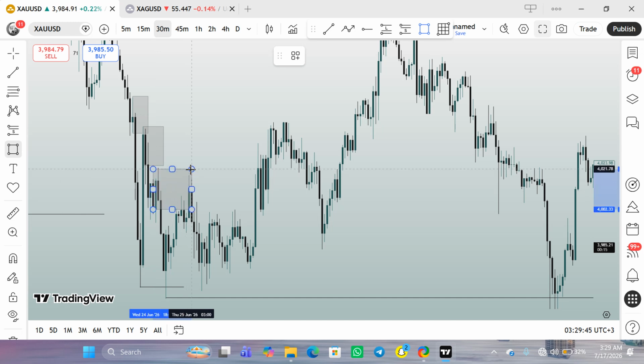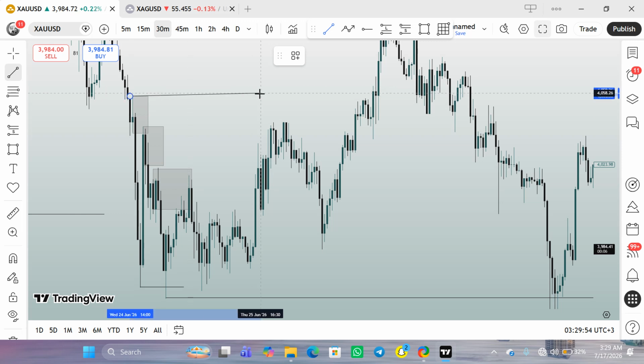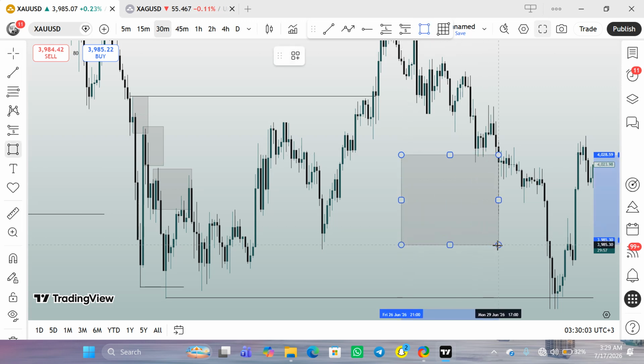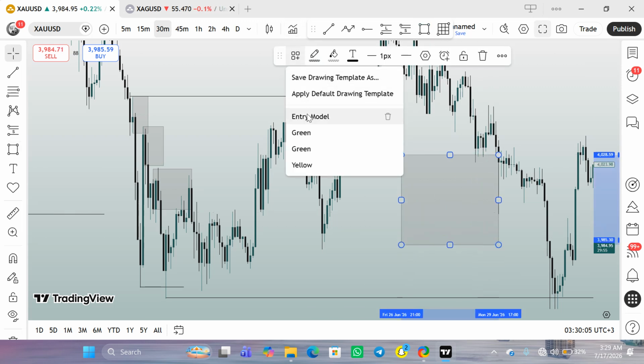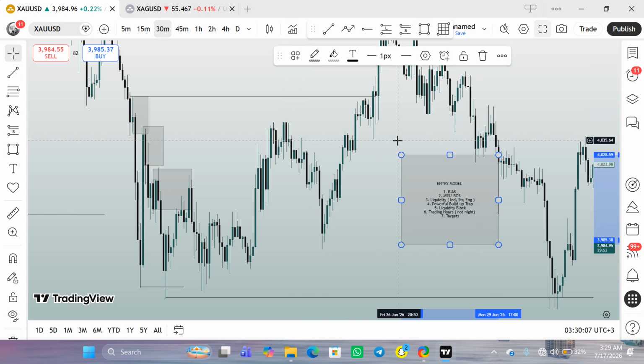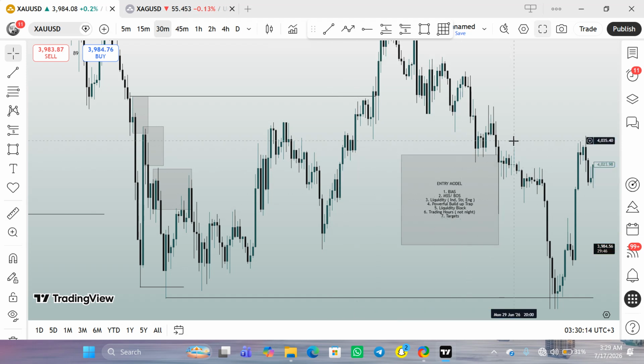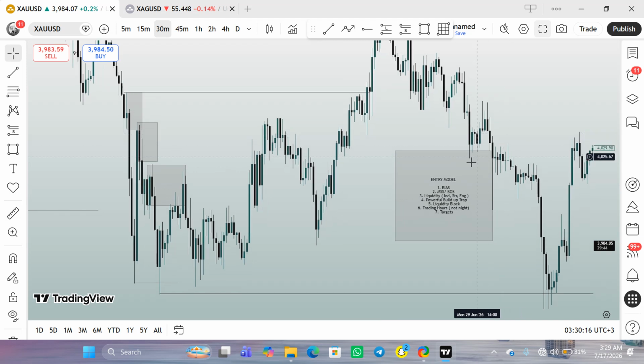So what do I want to see with this build up? This will be my target. I want every seller who entered here to be taken out. Okay, remember, guys. So I have my buyer, I have my structure, that's my market structure shift and break of structure.